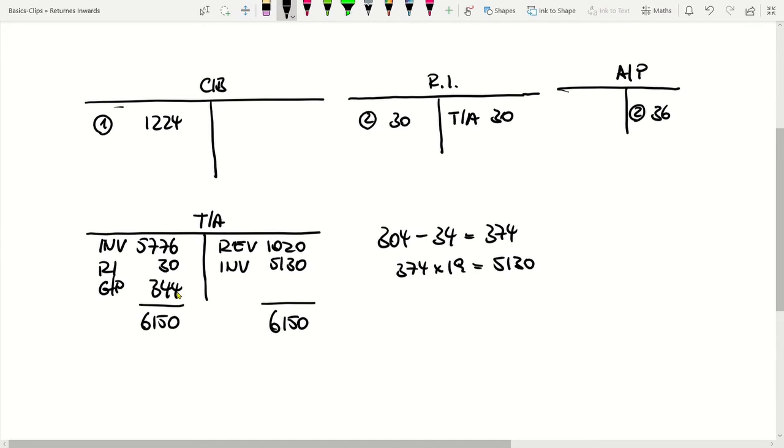What happens in case the frame is not cast away, but it is put on stock? In this case, we will have an increase in the inventories account, which would be 5,149. And the gross profit will be higher to the extent of 363.